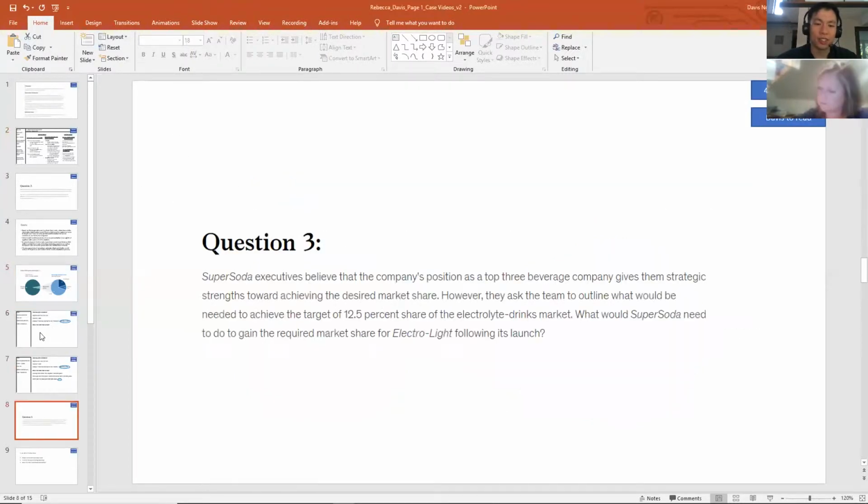Okay, so it sounds like we'll have to potentially evaluate that. So the executives believe that the company's position as a top 3 beverage company actually gives them a strategic strength towards this goal of 12.5%. However, they have asked the team to outline what they would need to achieve in order to hit that 12.5% share of the market. So what would Super Soda need to do in order to gain the required market share for electrolyte to be successful following its launch?